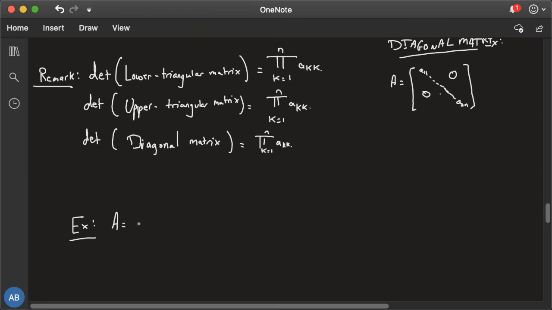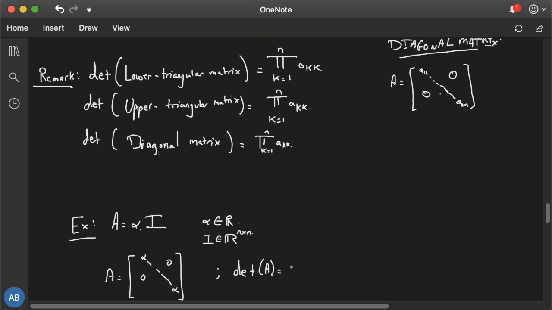Let's say A is alpha I, right? Alpha is a real number. I is the identity matrix. So A could be written as alpha down to alpha, right? Everything else is 0. The question is, what is the determinant of A? Which is the same as saying the determinant of alpha I. Now using this, the correct answer is to multiply alpha with itself n times. We're multiplying the diagonal entries. How many alphas do we have? N alphas. So it's alpha power n.